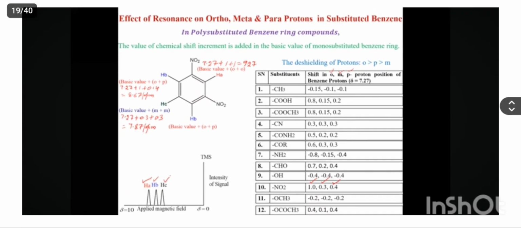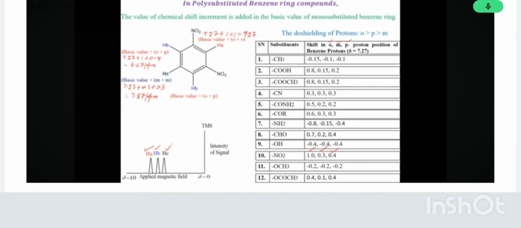Effect of resonance on ortho, meta, and para protons in substituted benzene. In polysubstituted benzene compounds, the value of the chemical shift increment is added to the basic value of the monosubstituted benzene ring. The de-shielding of protons is ortho, para, meta. CH3 0.5, 0.1, 0.1. COOH. The value of the chemical shift increment is added to the basic value of the monosubstituted benzene ring. De-shielding of protons: ortho, para, meta.